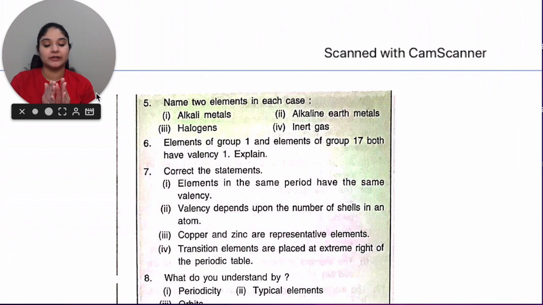So this helps us understand whether we are talking about group 1 or group 17, both valencies are 1. For group 1, they are donating one electron. For group 17, they are accepting one electron. So that is why both group 1 and 17 will have the same valency. Okay. Let's move on to the next question.